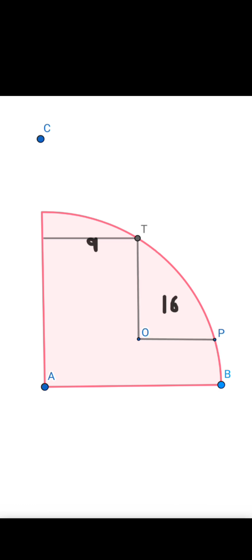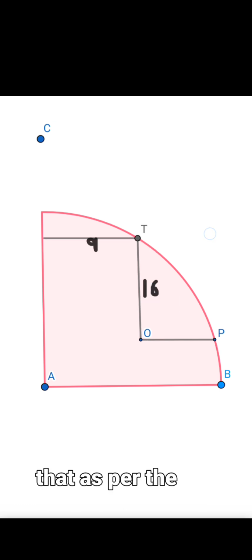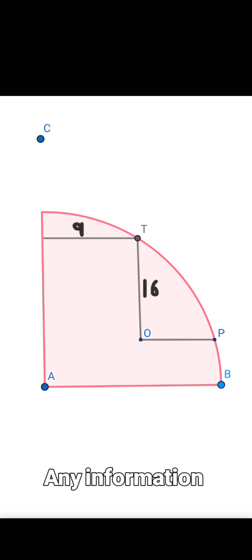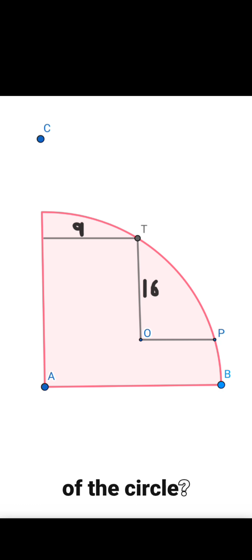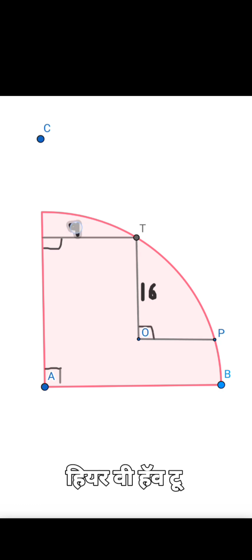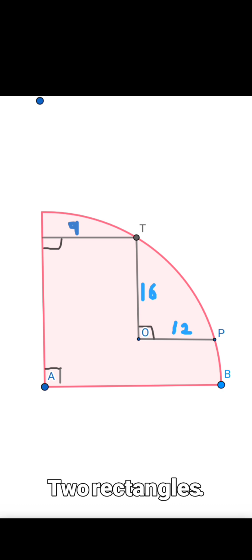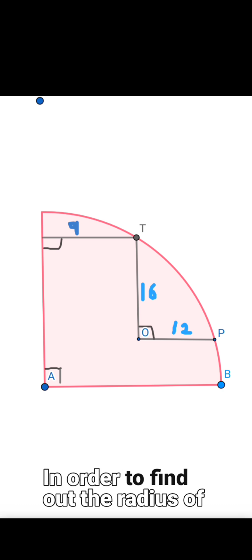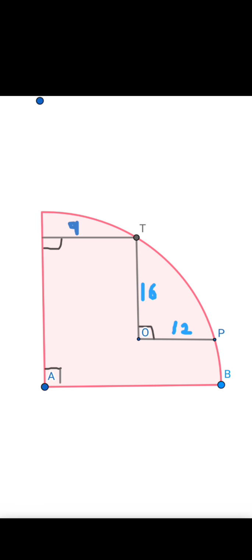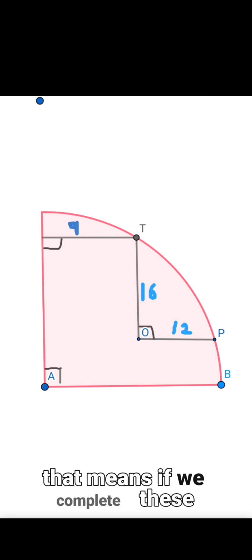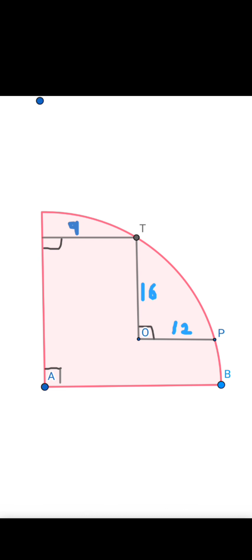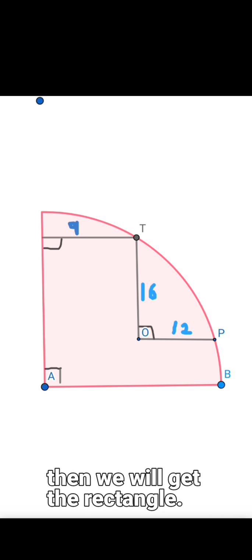one another. As we can understand, as per the given information, without completing any figure, we cannot find out any information about the radius of the circle. Here we have to complete two rectangles in order to find out the radius of the circle. Because it is given that these lines are perpendicular to one another, that means if we complete these figures, then we will get the rectangle.